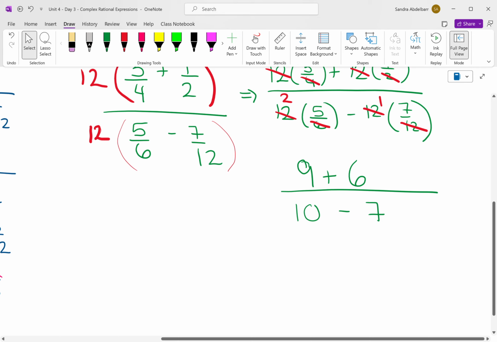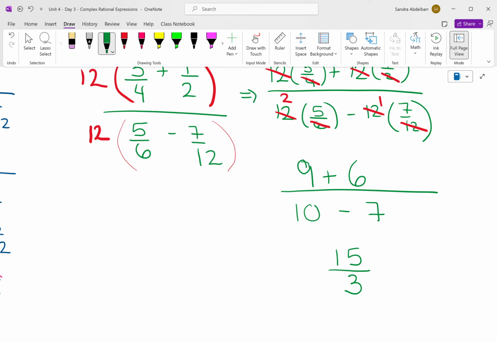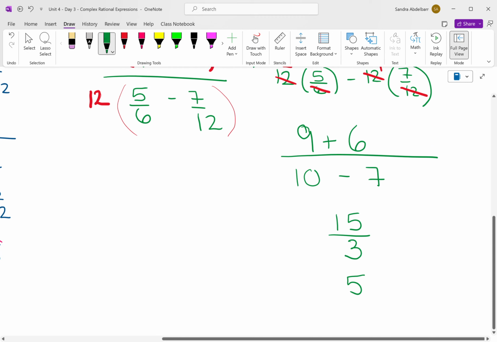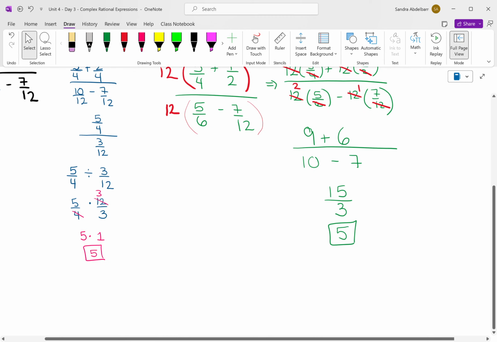Keep going. 9 plus 6 is 15. 10 minus 7 is 3. 15 divided by 3 is 5. Did we get the same answer both ways we did it? Yeah.